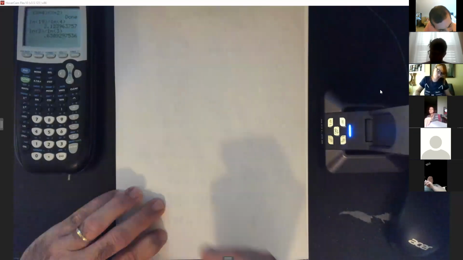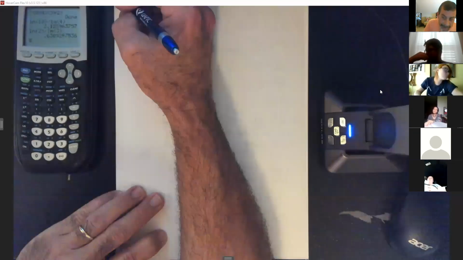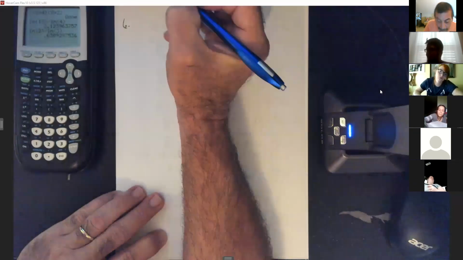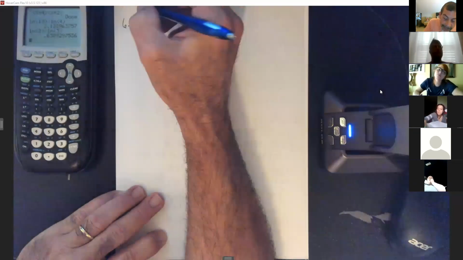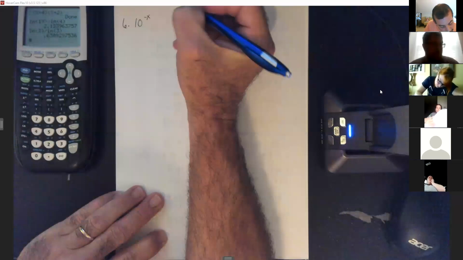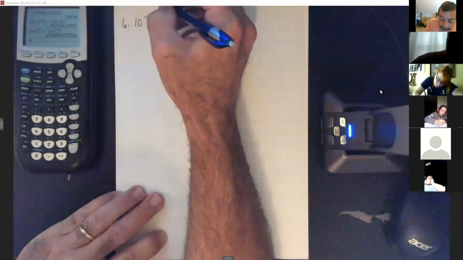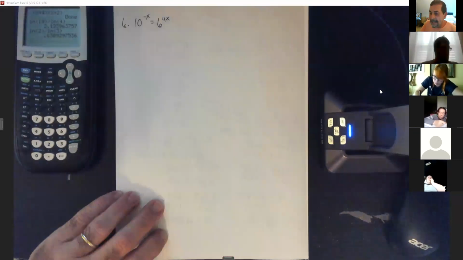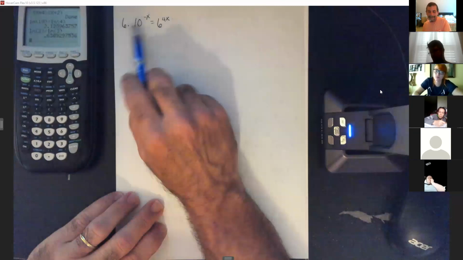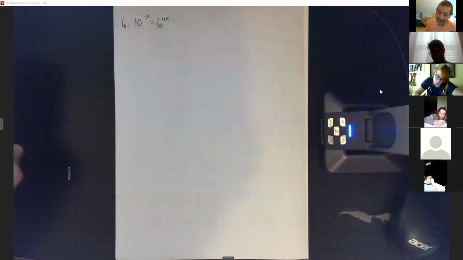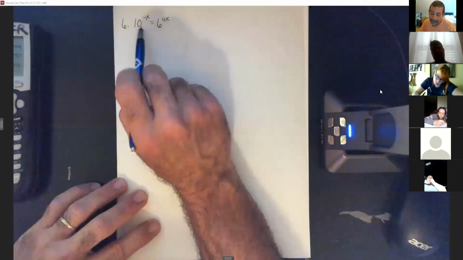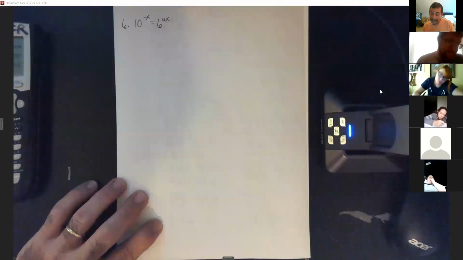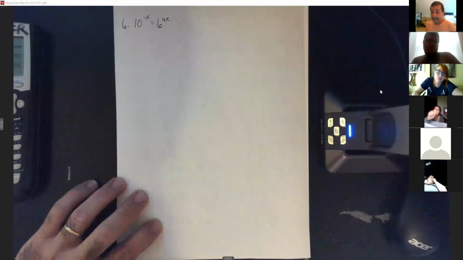Alrighty, so let me see. This would be my number 6. This is a tricky one. I got 10 to the negative x equals 6 to the 4x. I'm going to tell you why it's tricky, because they got x's on both sides. So I don't think I can rewrite these at the same base. Y'all with me? One's got a 10, one's got a 6. Ain't nothing we can do to that.